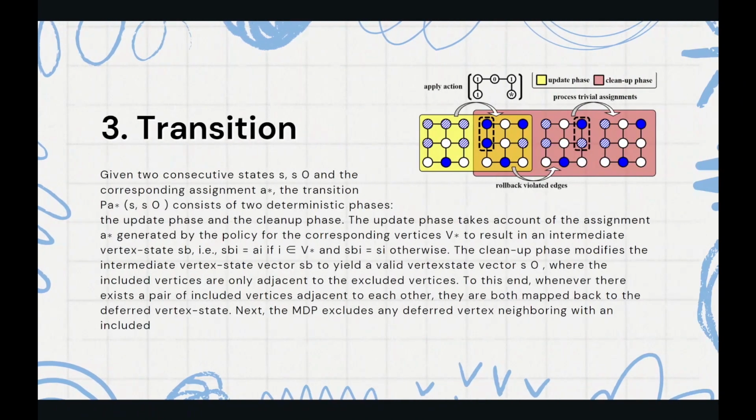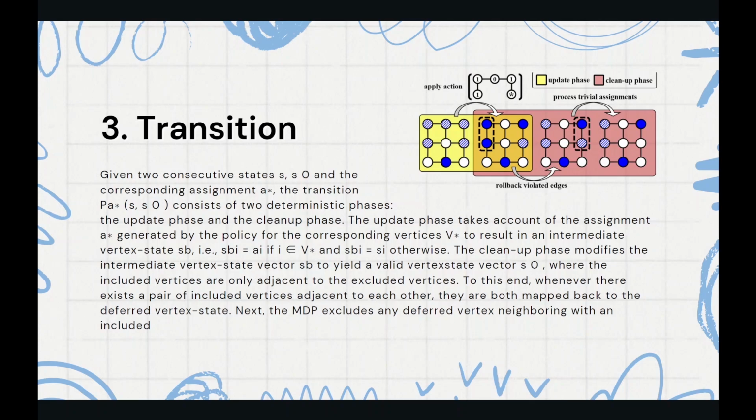Coming to the transition phase, it can be divided into different phases. The first one is the update phase. The update phase modifies the graph as per the given action. After the update phase, we have the transition phase, which takes care of the conflicts caused in the update phase. Any conflicting vertex is turned back into a deferred vertex, and the decision for it is to be taken in the future. Also, if there is any deferred vertex next to an included vertex, it is turned into an excluded vertex.